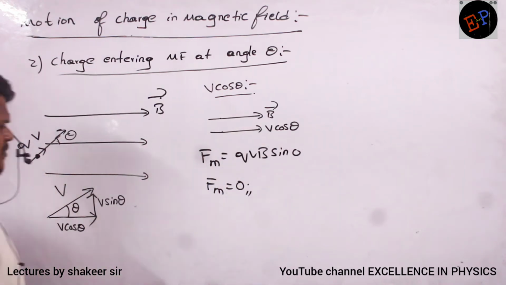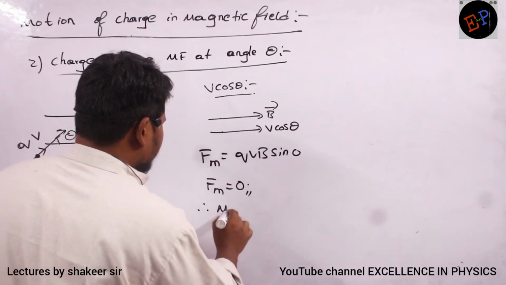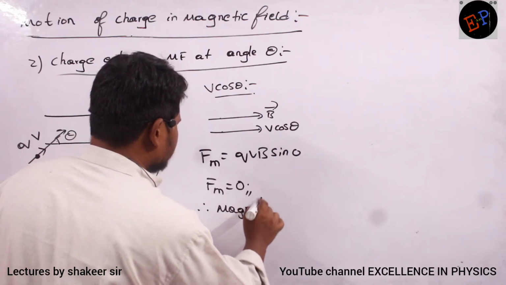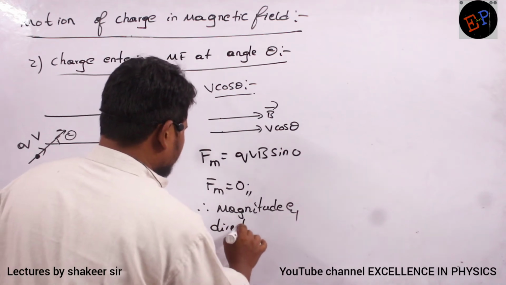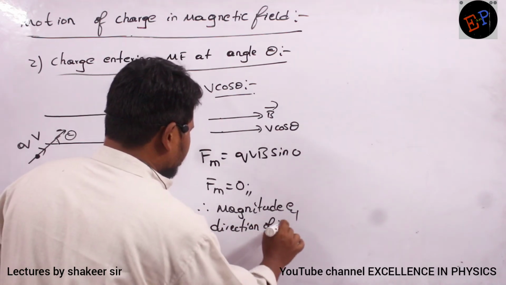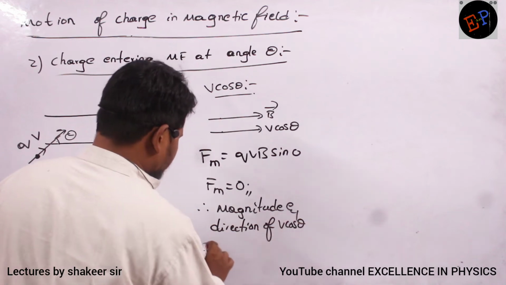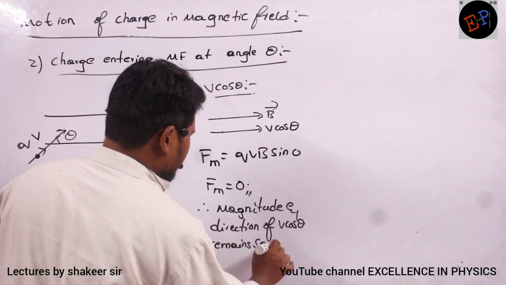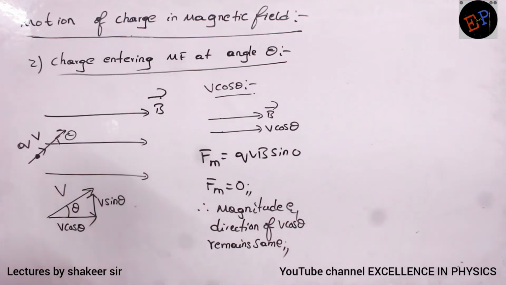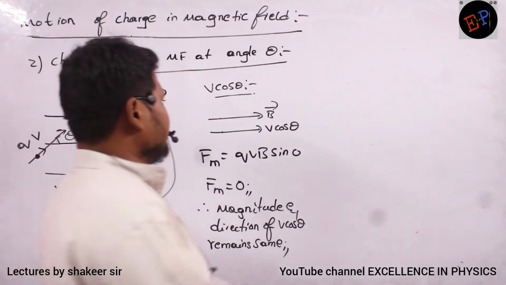Are you able to understand? So therefore, the magnitude and direction of v cos theta remains the same. V cos theta remains to be v cos theta. It is not affected by the magnetic field.